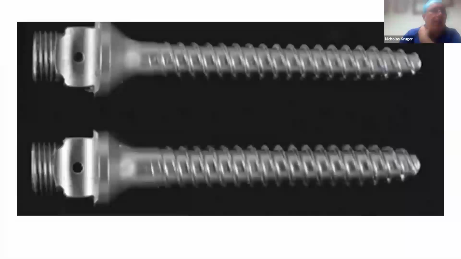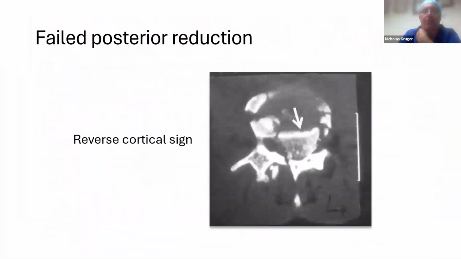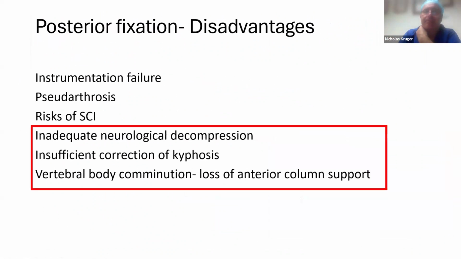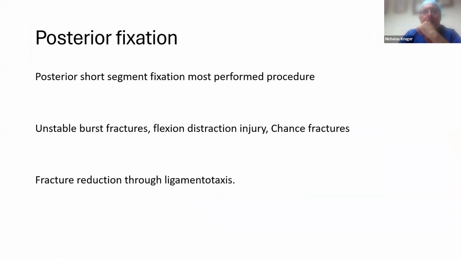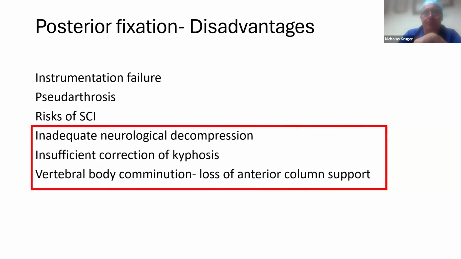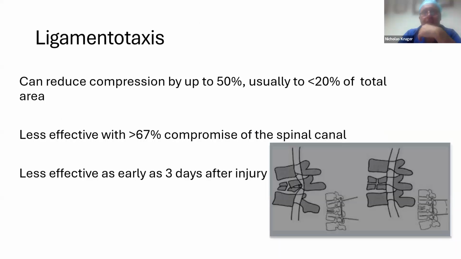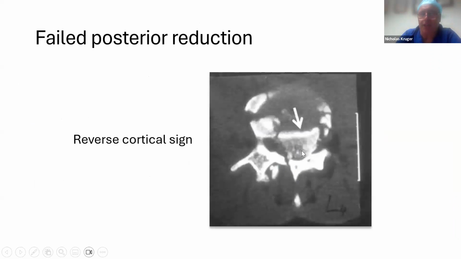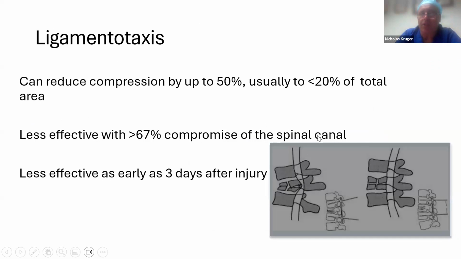I'm just going to go back a little bit to that one slide because I think someone asked me about the McCormack and Gaines classification. So the most common thing we do is a short segment fixation, so one above, one below. If you have severe comminution, so okay, this is what you're doing.